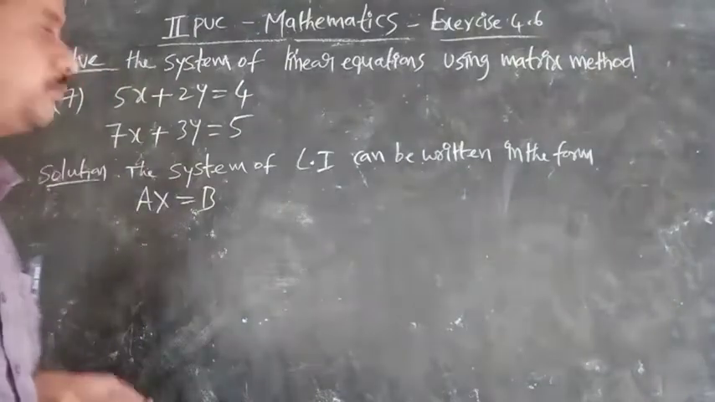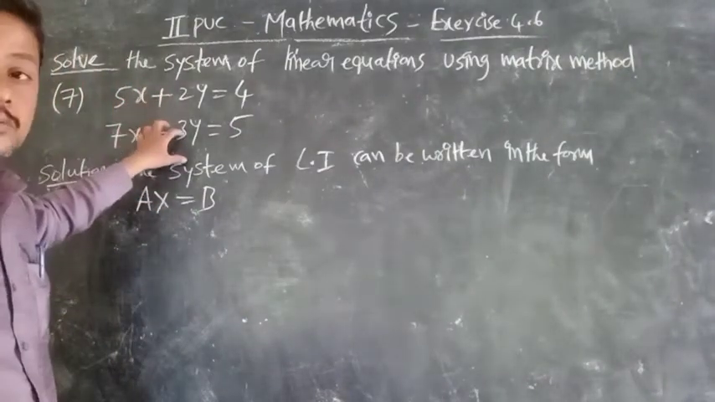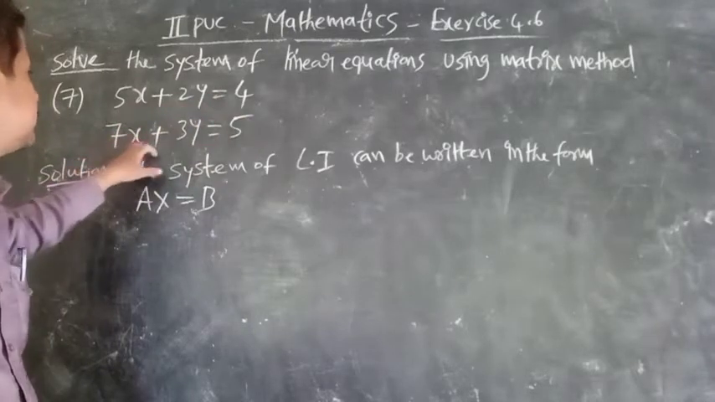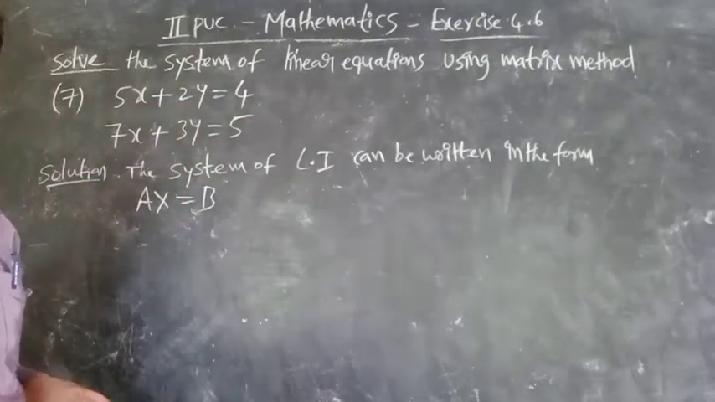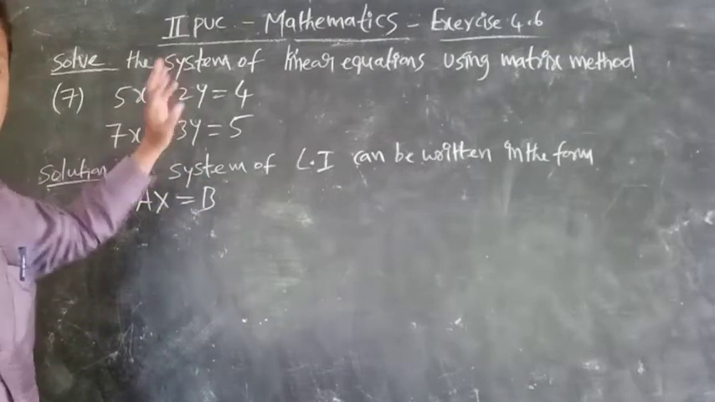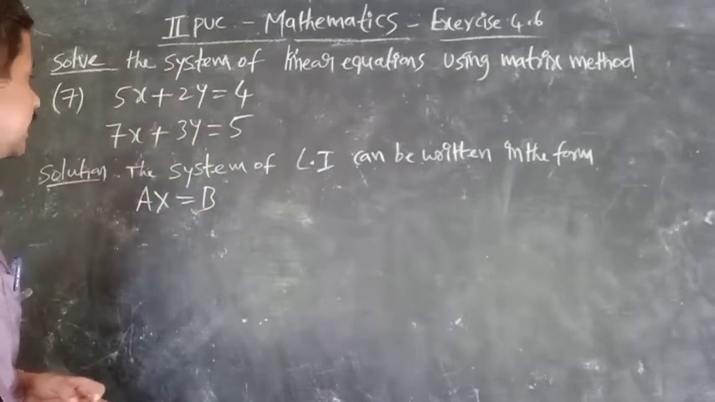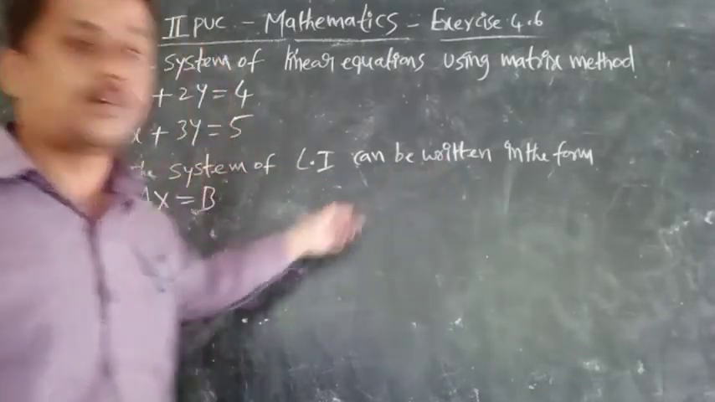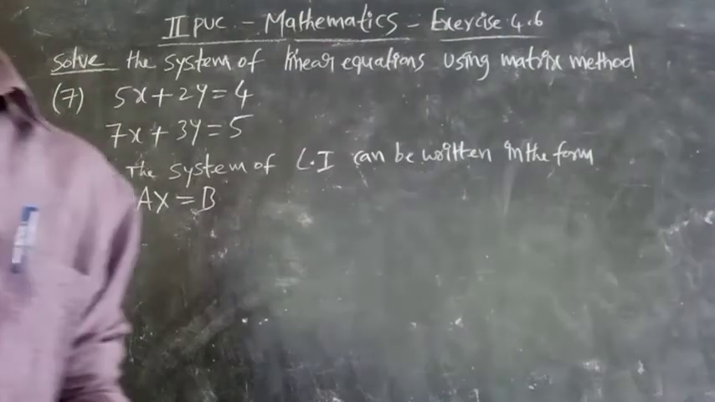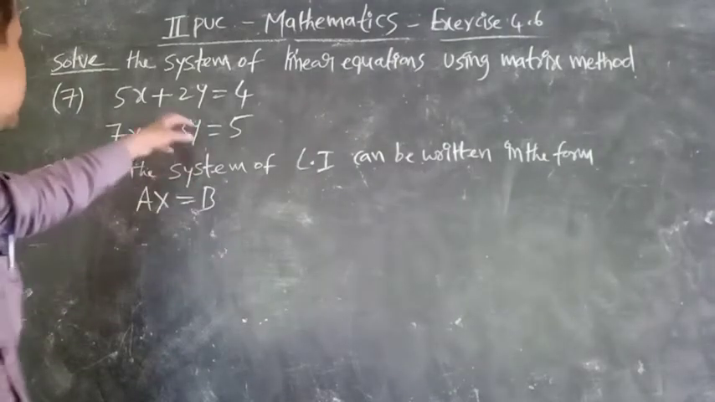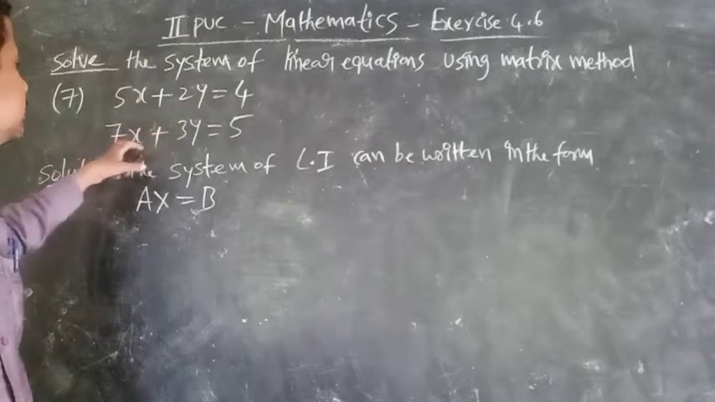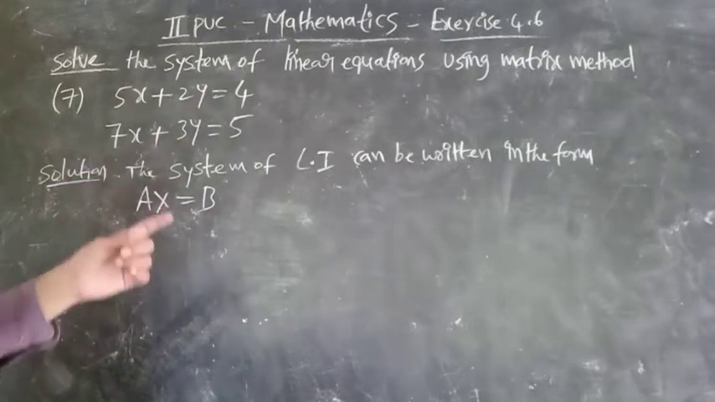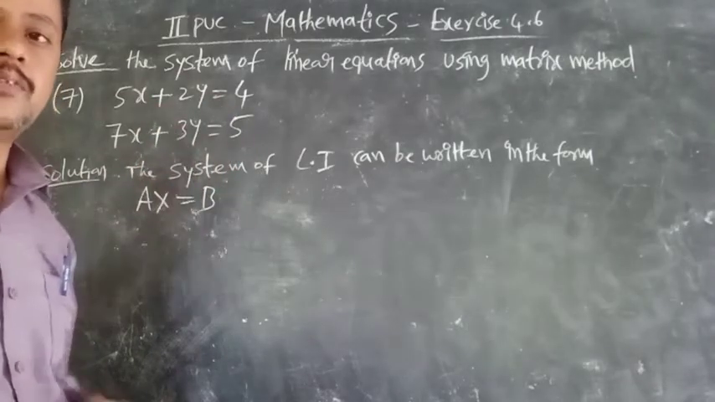Please see. First of all I have to observe the linear equations. 5x plus 2y is equal to 4. 7x plus 3y is equal to 5. How many variables are there? Two variables are there. One is x, another one is y. The system of linear equations can be written in the form of AX is equal to B. See, 5x plus 2y is equal to 4, 7x plus 3y is equal to 5. Here two equations are there, therefore you have to find the two variables x and y.